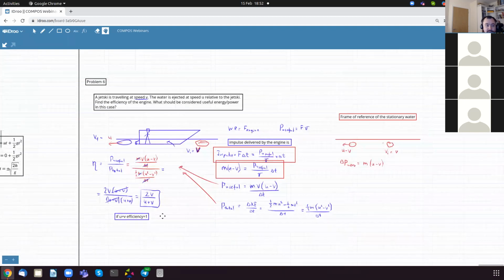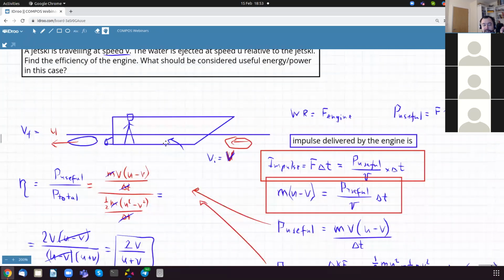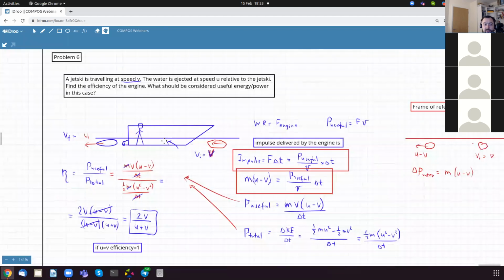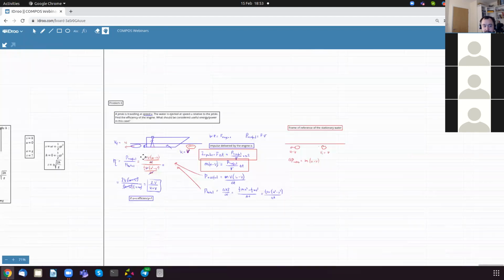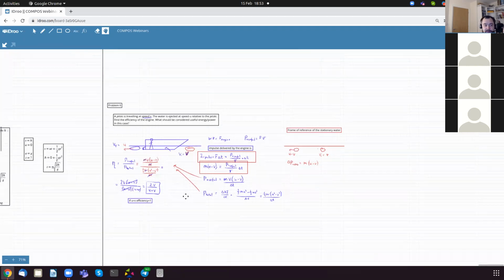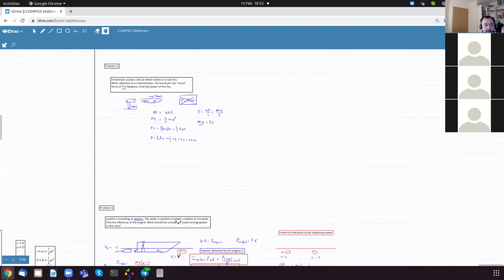Well, the efficiency of a jet ski. The useful energy is actually the energy spent pushing against the water resistance. The energy spent pushing against the water resistance is the useful energy. And the non-useful energy is the water being thrown at the back. Okay.